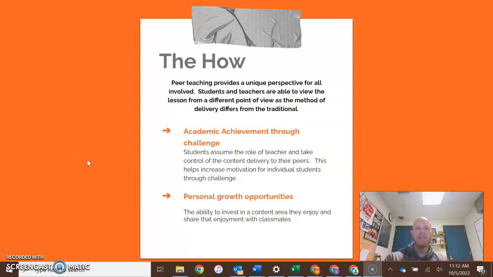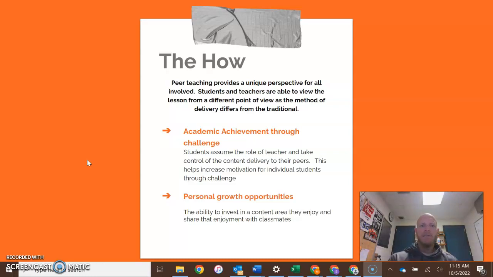Well, peer teaching provides a unique perspective for all involved. It gives us a different perspective as teachers. It gives the students that are receiving the differentiated instruction a perspective on what it's like to be the one delivering the content. And then it gives the students that are receiving the general instruction from the peer teachers a different voice to hear information from, which is also valuable.